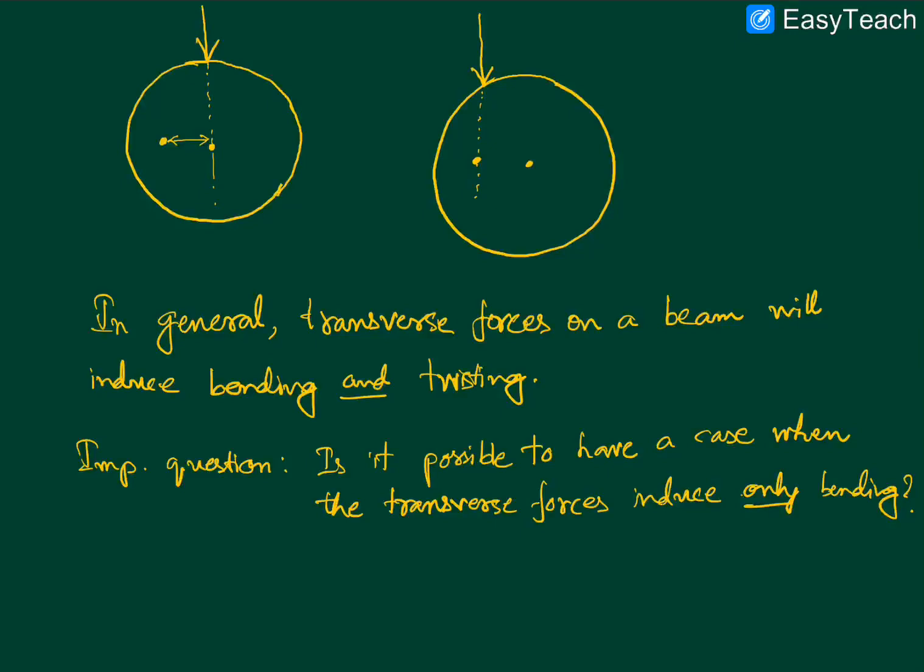Well, it's not really a question, because in the previous two lectures, I had been saying time and again that we are going to consider a case of pure bending. So it is, of course, very much true. The answer is yes. Definitely it is possible to have a case when the transverse force will induce only bending and no twisting, and that is the case when these transverse forces pass through a very special point, and that point is what is called the shear center.